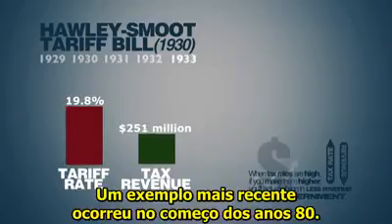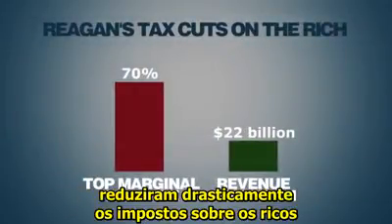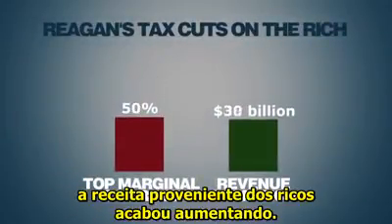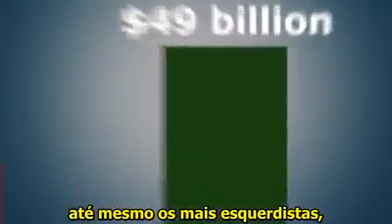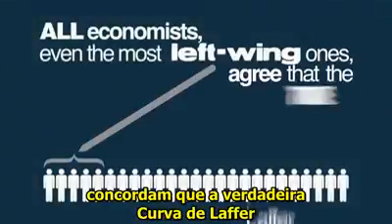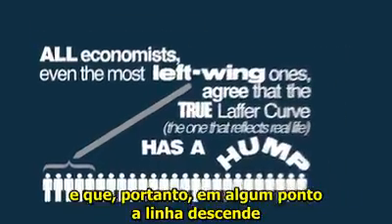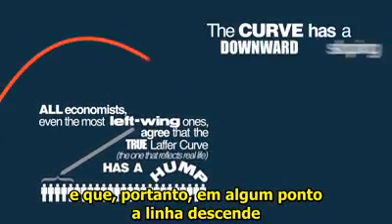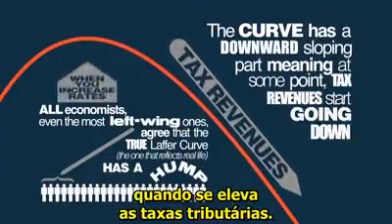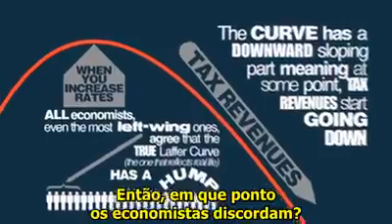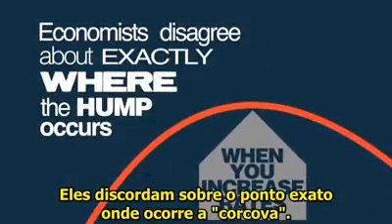A more recent example occurred in the early 1980s. After President Reagan and Congress drastically reduced the tax rates on the rich, the tax revenue that came from the rich actually increased. All economists, even the most left-wing ones, agree that the true Laffer curve, the one that reflects real life, has a hump. And that therefore, the curve has a downward sloping part, meaning at some point, tax revenues start going down when you increase rates. So where then do economists disagree? They disagree about exactly where the hump occurs.